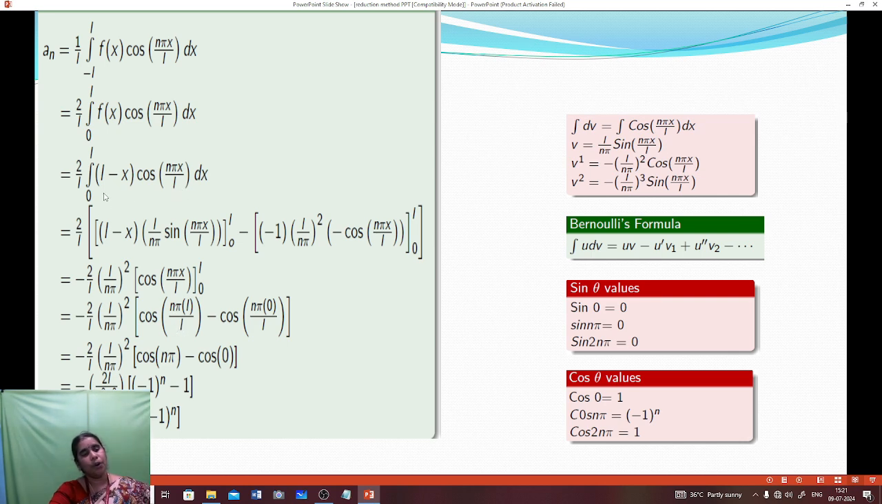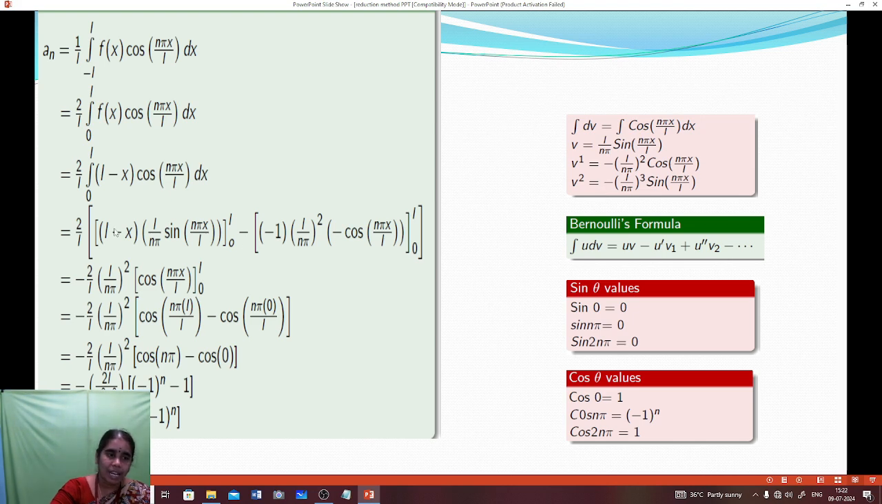L minus x is u; on differentiating we get 0 minus 1, which is nothing but minus 1. So u is L minus x, u dash is minus 1, then u double dash is 0. So there is no need to put u double dash. Two terms alone are enough. As u and u dash are enough, we have to calculate up to v1. Here dv is nothing but cos n pi x by L. So v is nothing but L by n pi into sin n pi x by L. So v1 is nothing but minus L square by n square pi square cos n pi x by L.